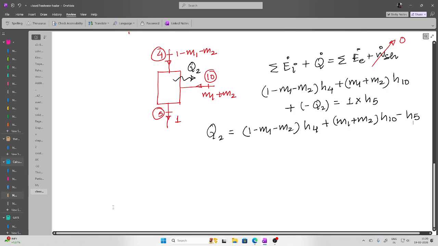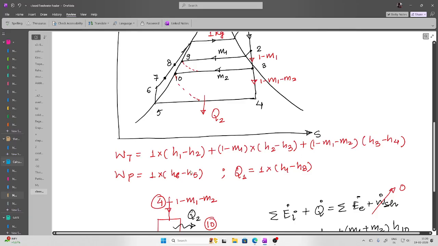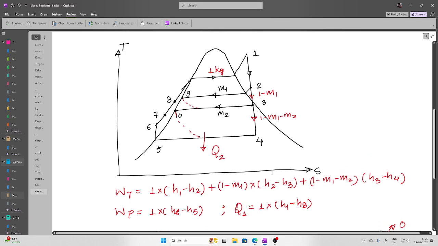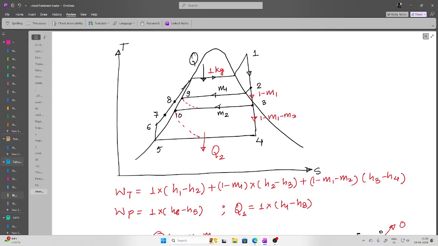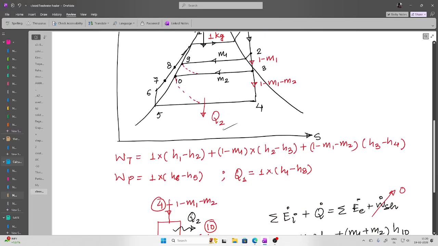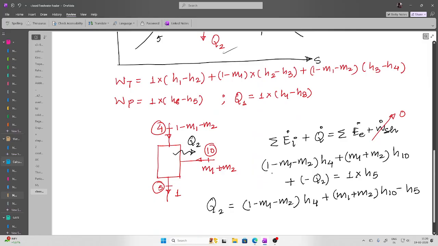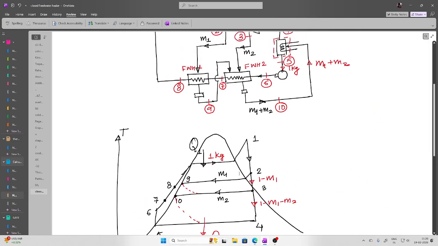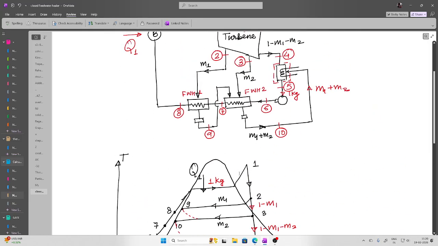Okay, done. So turbine work, pump work, heat added in the boiler, that is this Q1, and the heat rejected from the condenser, that is Q2, all we have evaluated. So now the question comes, is it all? No, because you cannot solve this expression numerically until you know the values of M1 and M2. So for that, you have to do the control volume analysis for heaters.